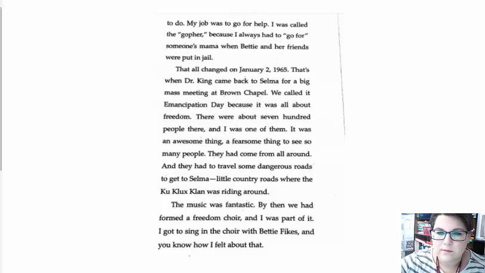It was an awesome thing, a fearsome thing to see so many people. They had come from all around, and they had to travel some dangerous roads to get to Selma. Little country roads where the Ku Klux Klan was riding around. The music was fantastic. By then we had formed a freedom choir, and I was part of it. I got to sing in the choir with Betty Fikes, and you know how I felt about that.